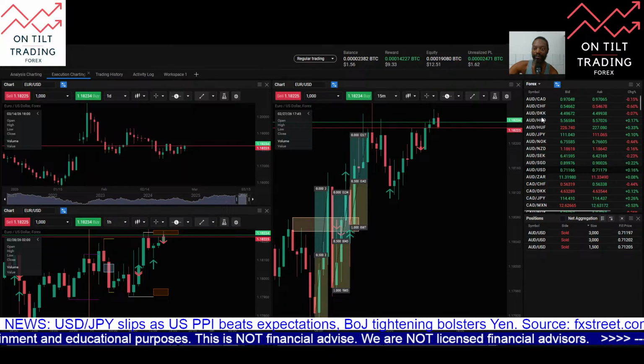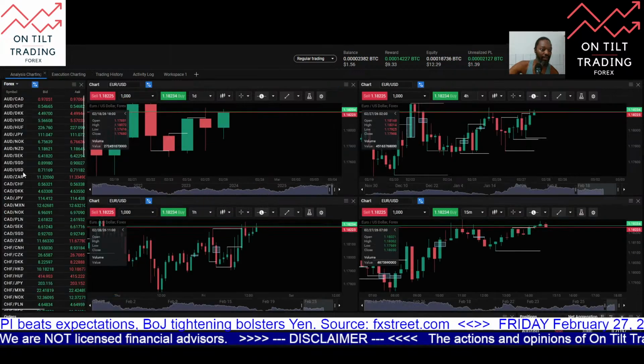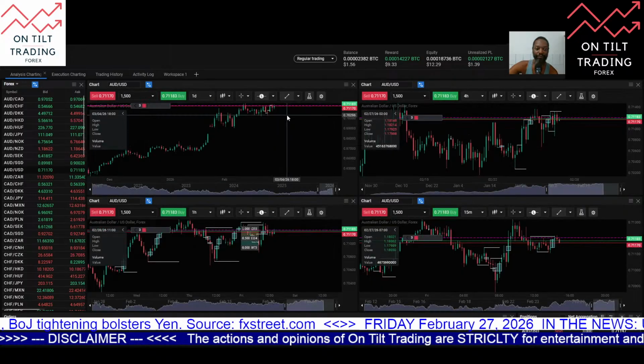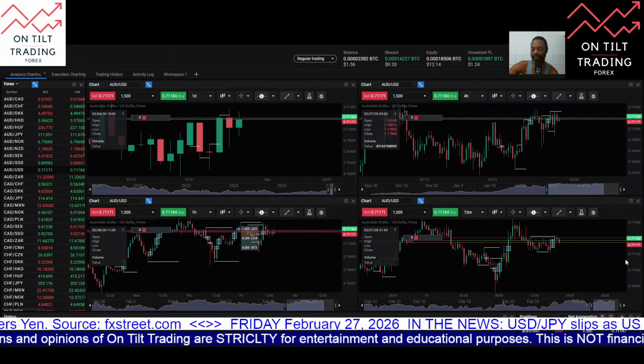But we'll go over to Aussie dollar. This is my actual setup taking place properly here. I needed to be patient. I was not. Beat myself up a little bit, but it looks like I'll be able to recover if all goes well.